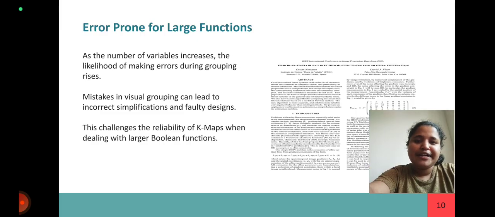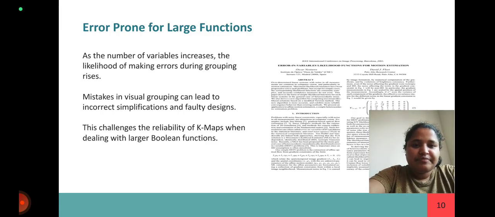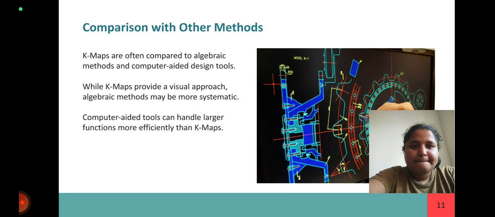Error-prone for larger functions. As the number of variables increases, the likelihood of making an error during grouping rises. Mistakes in visual grouping can lead to incorrect simplifications and faulty designs. This challenges the reliability of the K-map when dealing with larger Boolean functions.